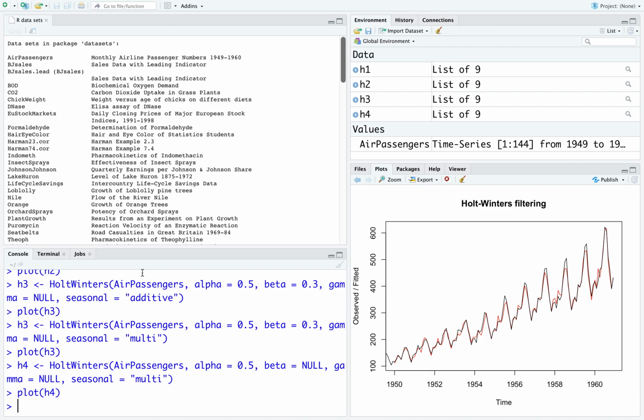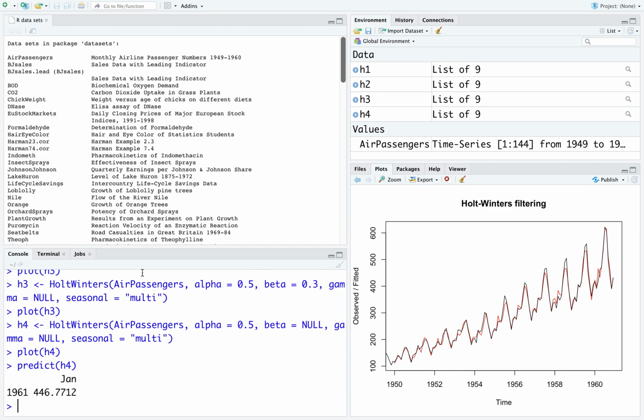So, maybe one last thing, let us actually do some predictions using this. This seems to work quite well. So, if I now simply say predict H4, it tells me for January 1961 the value will be 446.7712. That means it is using the model that I built, the Holt-Winters model, to predict a future value. The data is there up to December 1960. It is telling me in Jan 1961 the airline passenger volume will be 446,000, 4.46 lakhs, right.